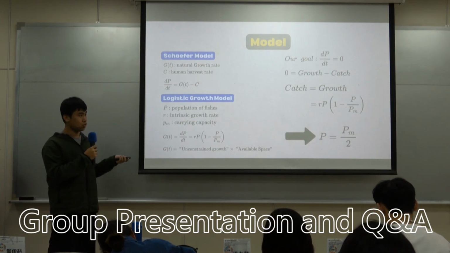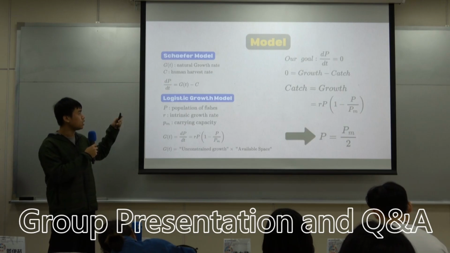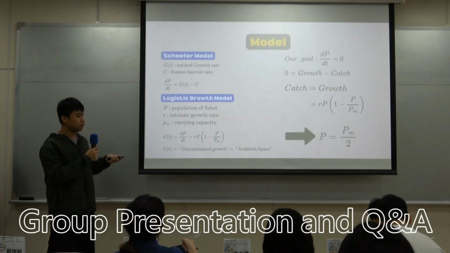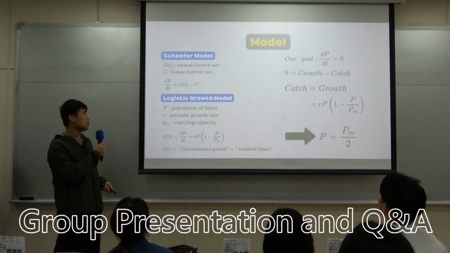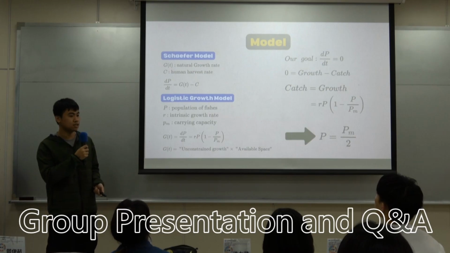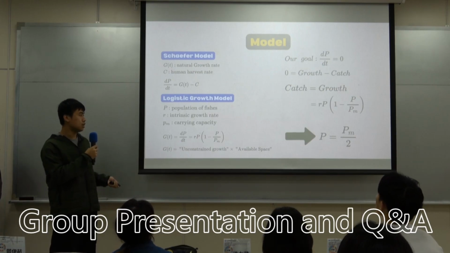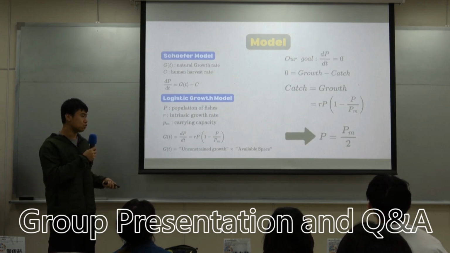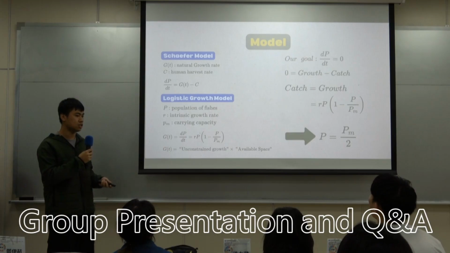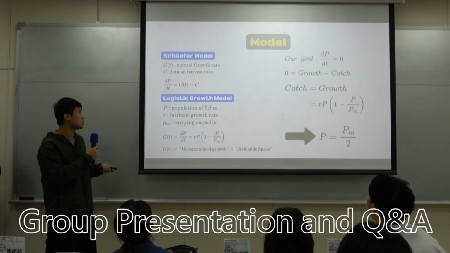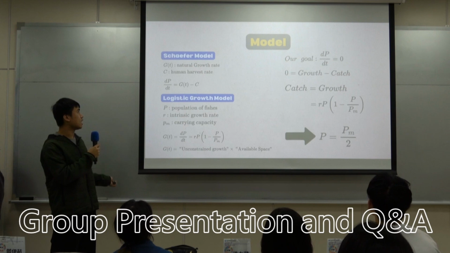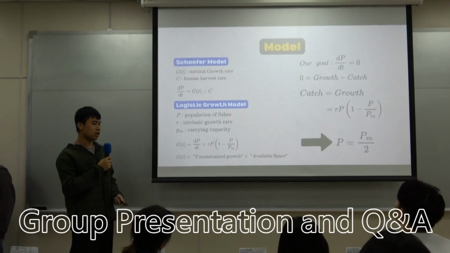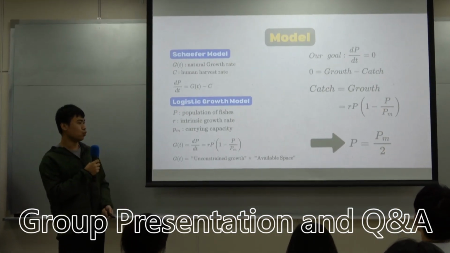Today we are going to use the Schaefer model and the logistic growth model. The Schaefer model is about the rate of change of the fish, dP/dt equals G(t) minus C. We let dP/dt equal 0 to determine that we only catch the new growth. So we get that G(t) equals C. Then we want to find G(t) so that we can know how many fish we can catch.